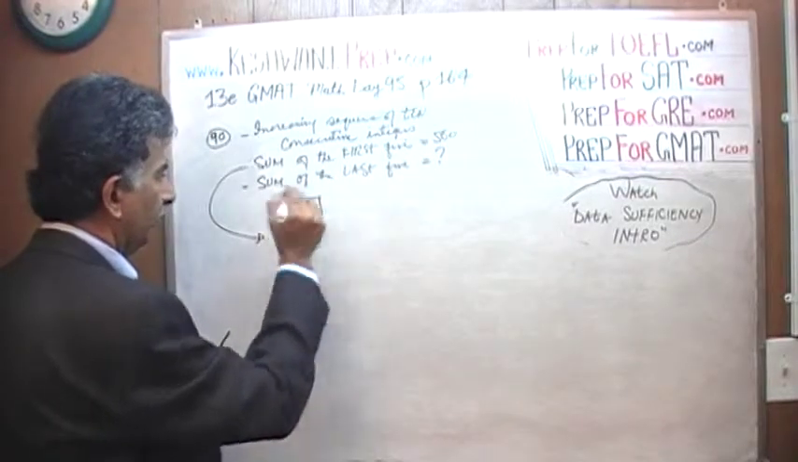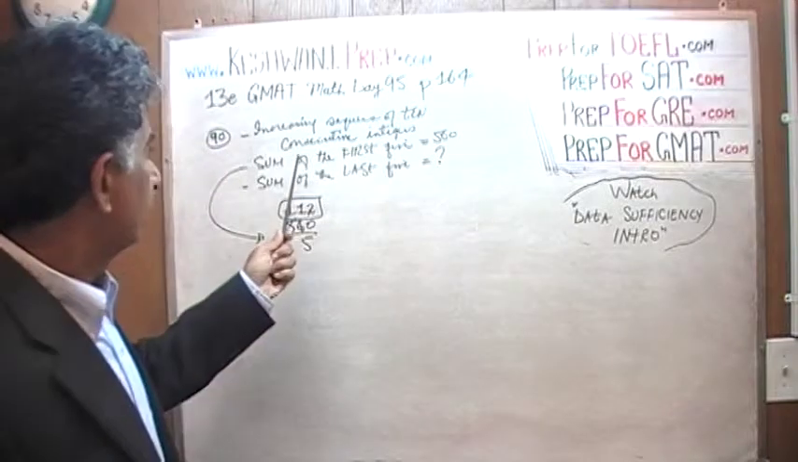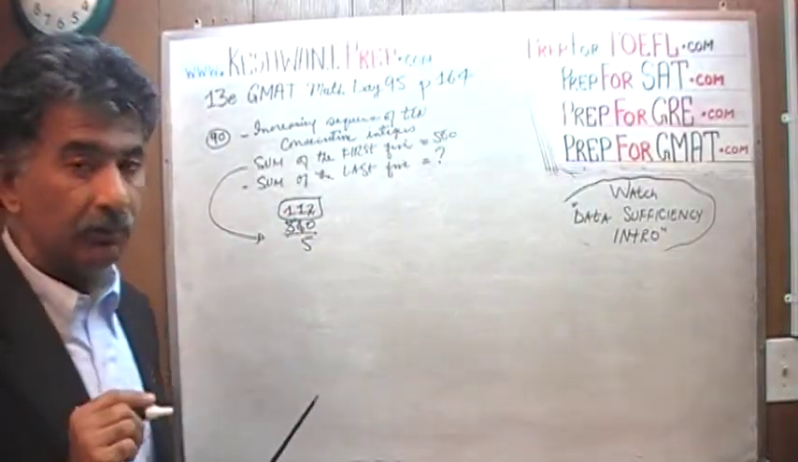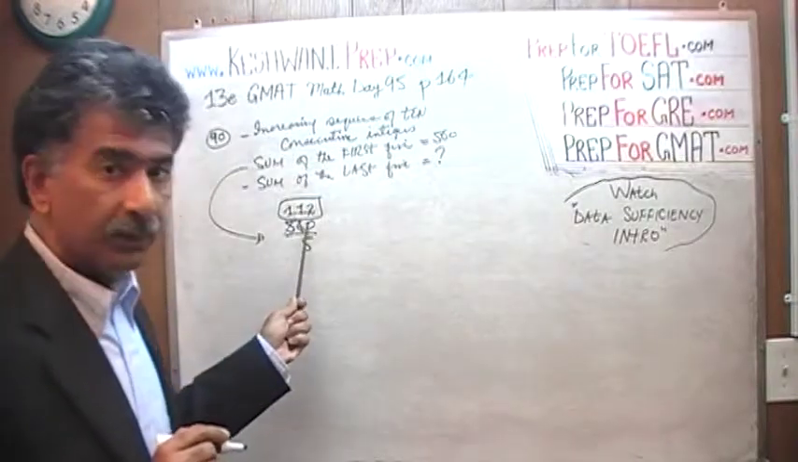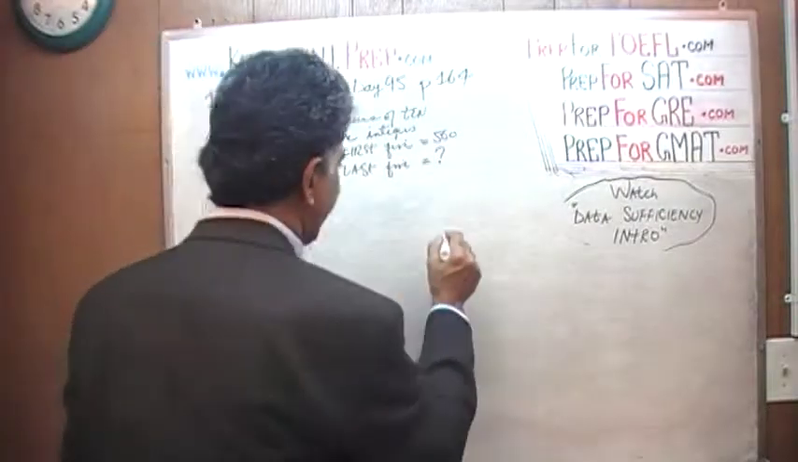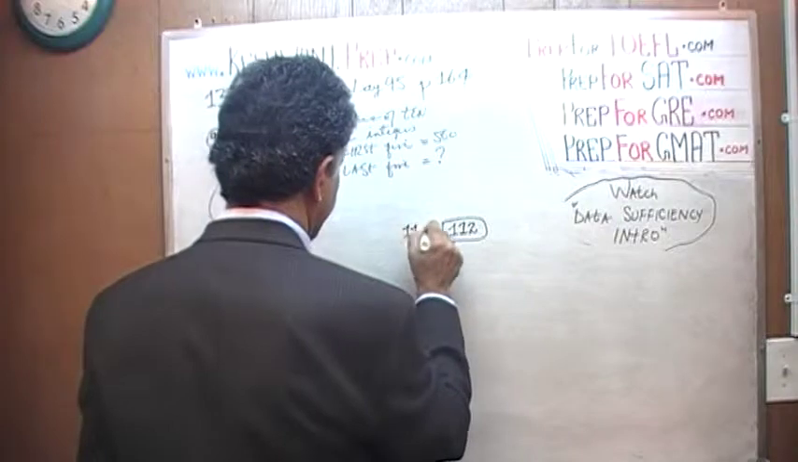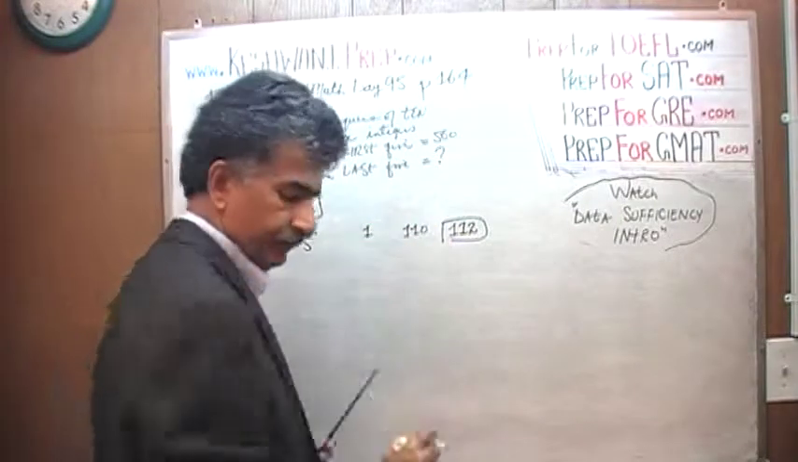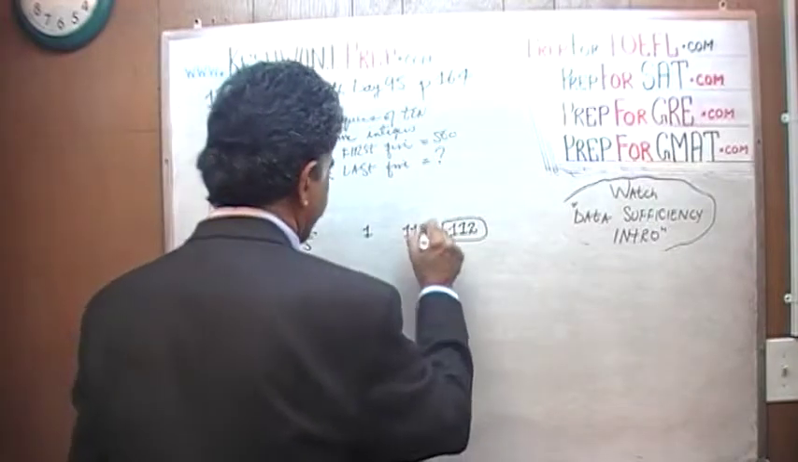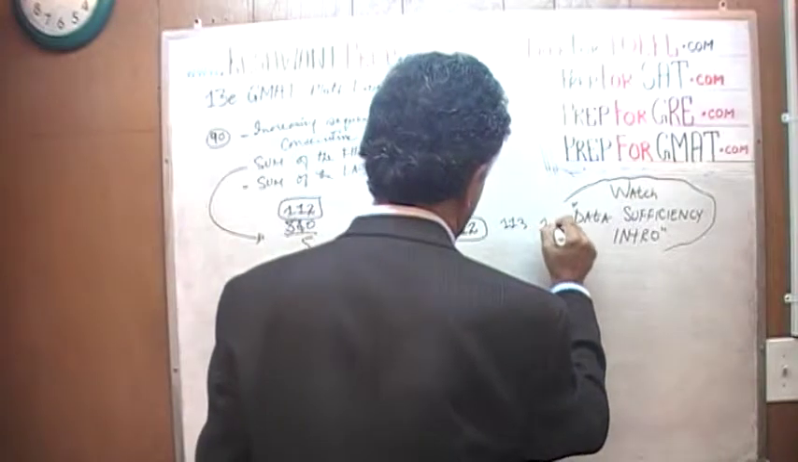Now 112 represents the average of the 5 numbers. And these 5 numbers are consecutive numbers. Therefore, here's the tricky part. You must realize right away that 112 is the middle number. It has to be the middle number because it's the average of 5 numbers. 112 is the middle number, then we have 111, then we have 110, and then we have 113, then we have 114.